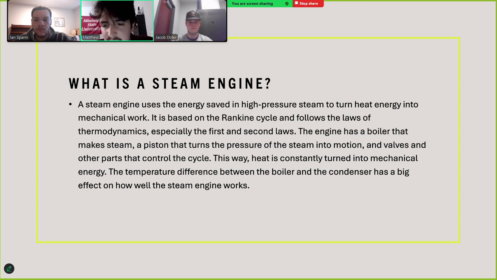The engine has a boiler that makes steam, a piston that turns the pressure of the steam into motion, usually back and forth, but it can also go up and down, and valves and other parts that control the cycle. This way, heat is constantly turned into mechanical energy. The temperature difference between the boiler and the condenser has a big effect on how well the steam engine works.